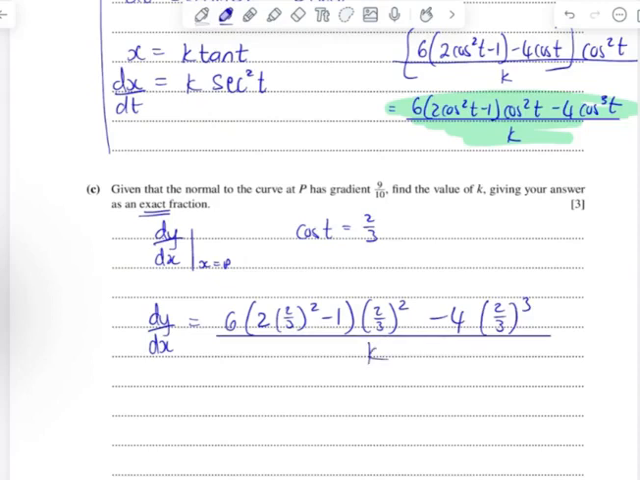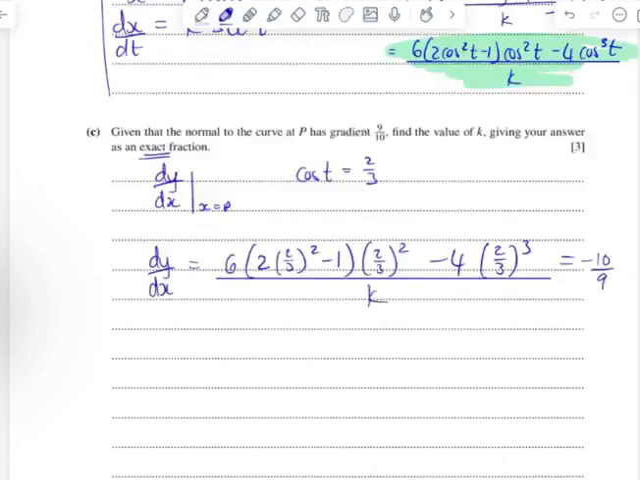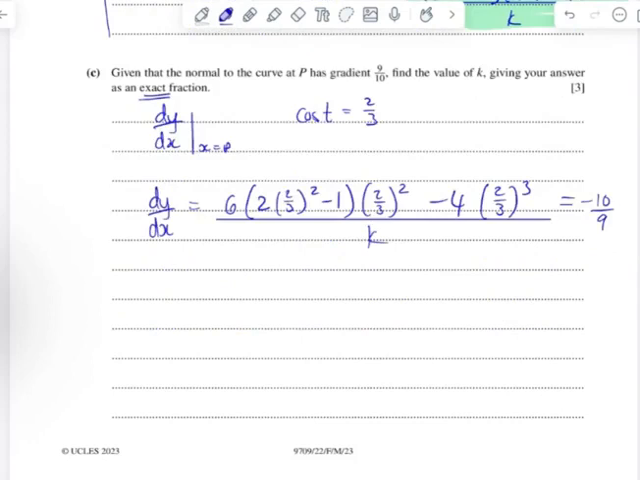Given that the normal to the curve, okay, so this is at p, we know that the gradient at p is minus 10/9. Okay, so it's the inverse and negative of the normal. Find the value of k as an exact fraction. Okay, so the only thing that we don't know now is the value of k, so we can solve for k. Right, so super interesting way of asking a question. All the principles are the same. Nothing is new in terms of principles. So you just have to strengthen your principles, I guess.